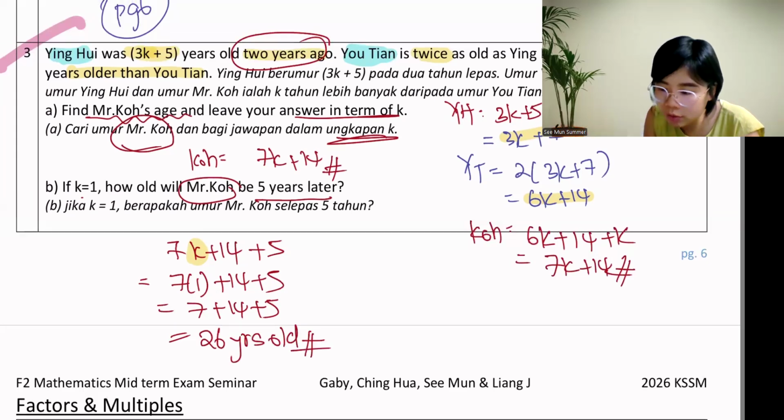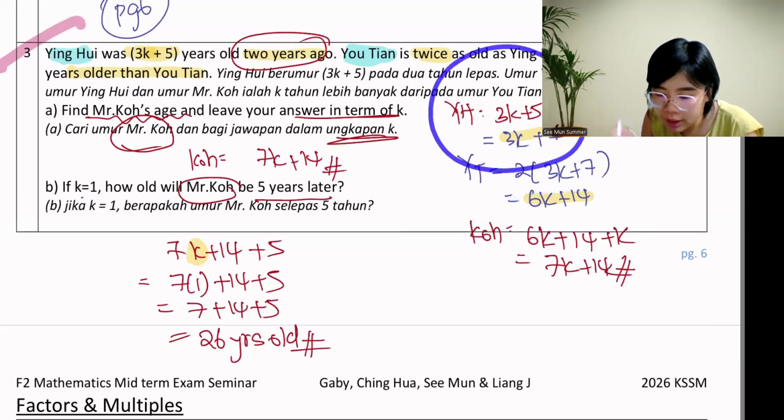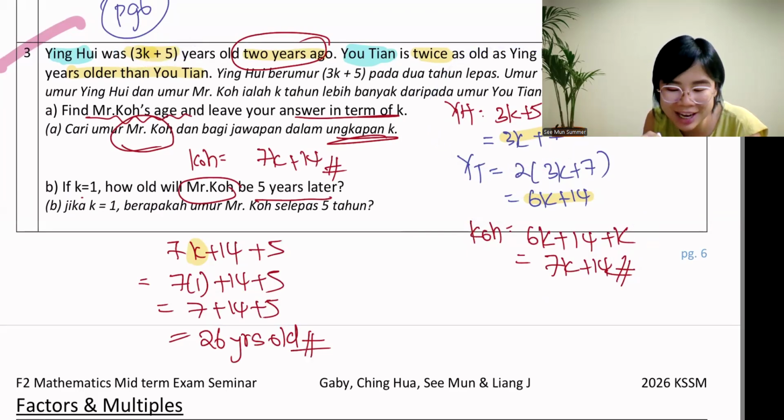Remember, at the end, your answer. Teacher, why is K 1? You mean here, or is it from the top? It starts from the top, given by them. Can you see? Because the initial one started is Ying Hui's age, 3K plus 5. It's not me who added it. Since they ask how old Mr. Ko will be 5 years later, we already counted that Mr. Ko is 7K plus 14. So 7K plus 14 and then I plus another 5.